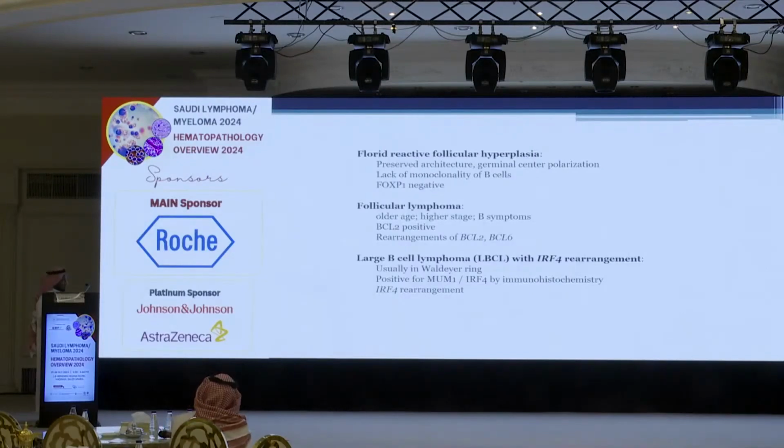Follicular lymphoma mostly comes in an older age group. It usually presents with higher stage 3 or stage 4 multi-systemic disease. It usually presents with B symptoms, so clinically they are different in the clinical presentation. BCL2 is by default positive, except in the higher grade follicular lymphoma. And the most important thing is the presence of the BCL2 and BCL6 rearrangements in the follicular lymphomas.